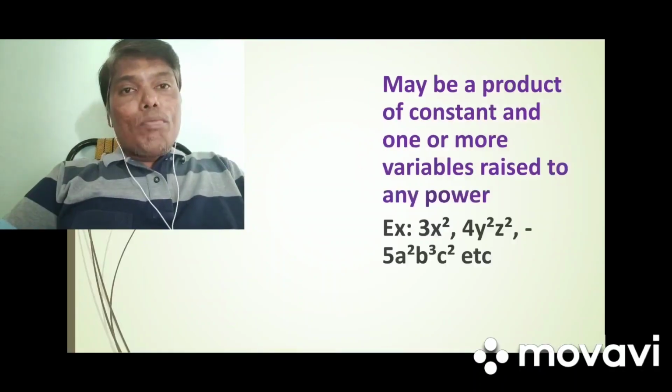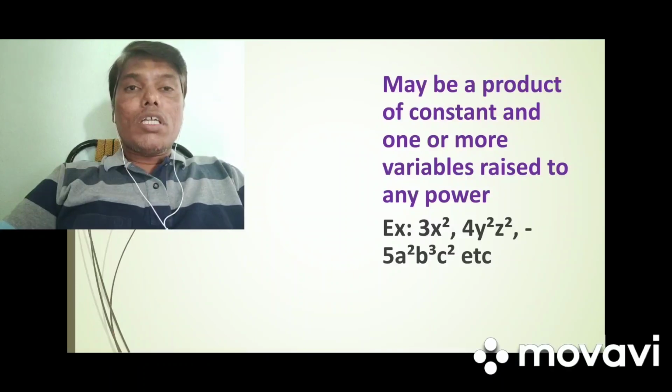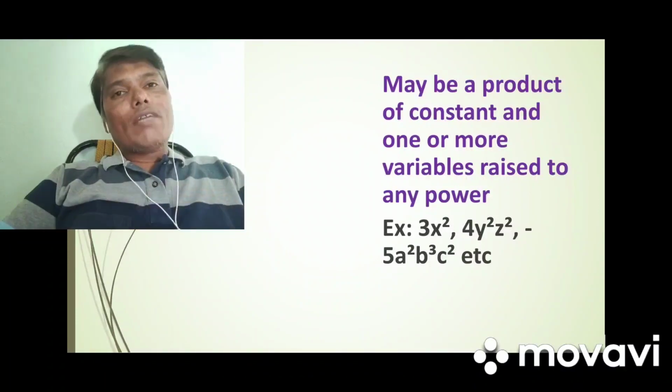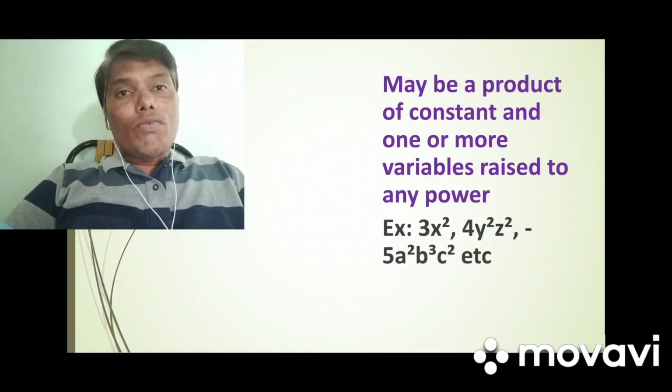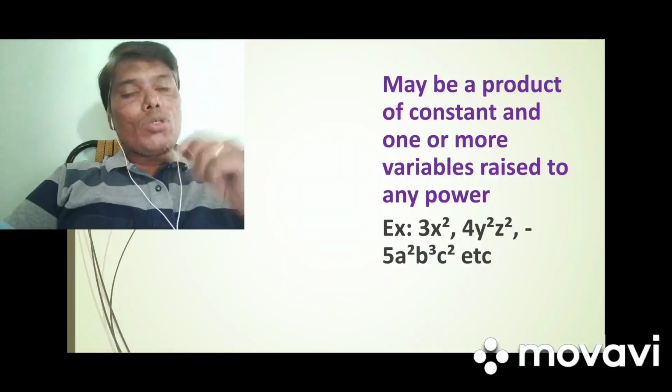And a term may be the product of a constant and one or more variables raised to any power also. Let us observe the example. 3x squared, it is the product of a constant 3 and a variable x raised to the power 2.